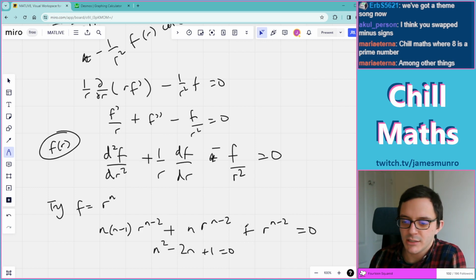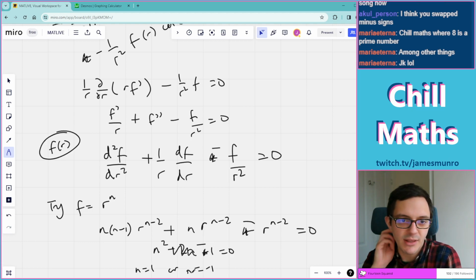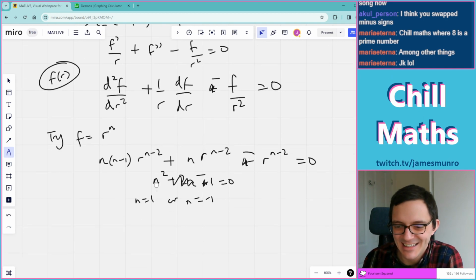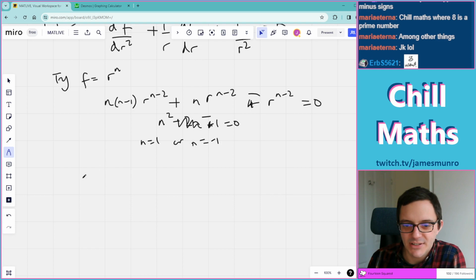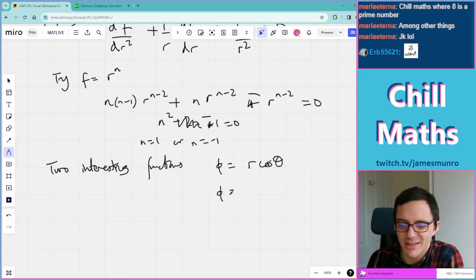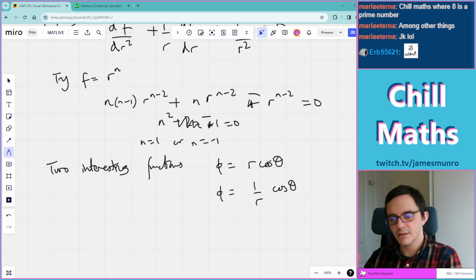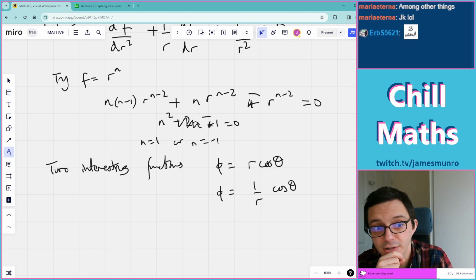We're fixing minus signs, get cancellation, and exactly the thing that I wanted. We get these two functions with n equals 1 and n equals minus 1. Okay, we're good, I think. Because this gives us two interesting functions. They are, phi is r cos theta, which we've kind of already looked at in a way, and phi is 1 over r cos theta, which we haven't looked at. We looked at what would happen for 1 over r, but not 1 over r cos theta. So this is going to be a different function.